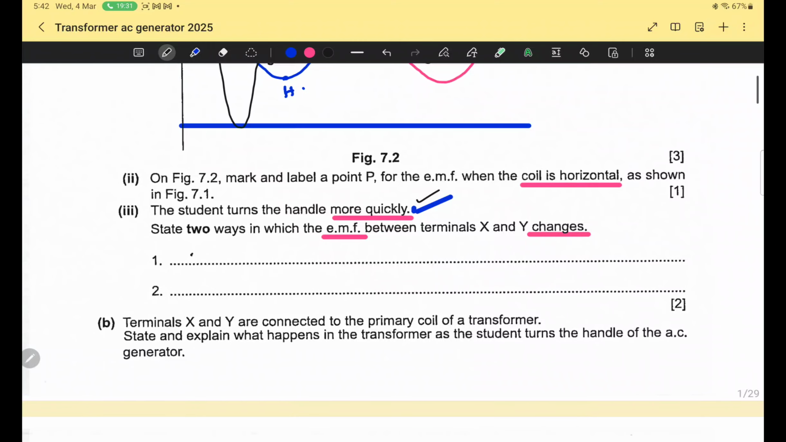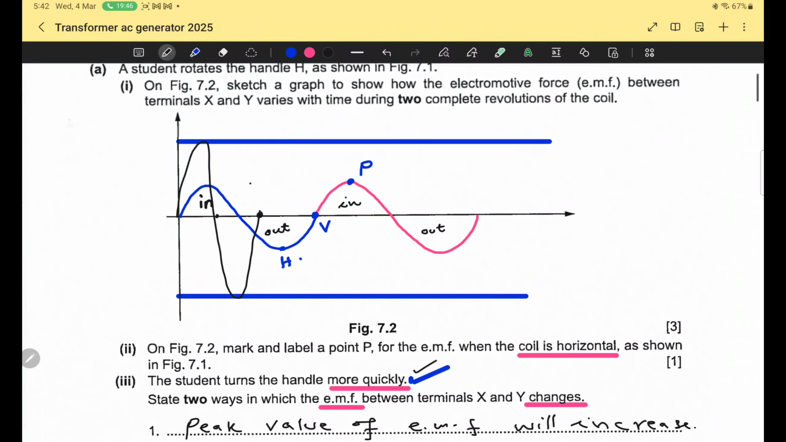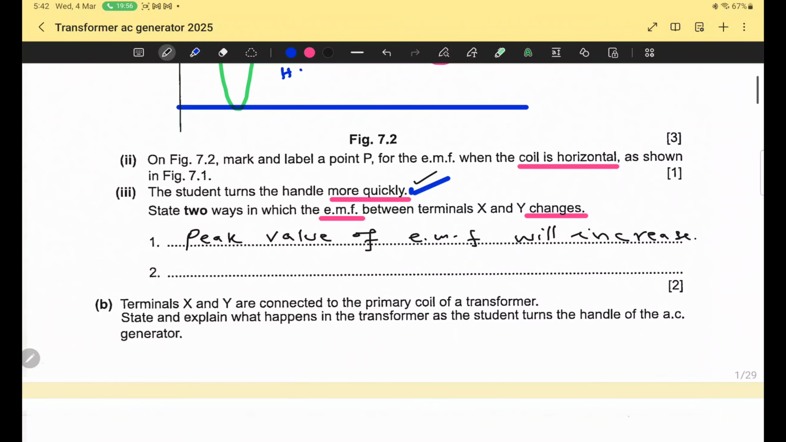Okay, so the peak value of EMF will increase. Greater voltage, so peak value will increase. Initially, it was the peak value, but when the coil is rotating faster, then the peak value is increased. Peak value is increased. Number one.